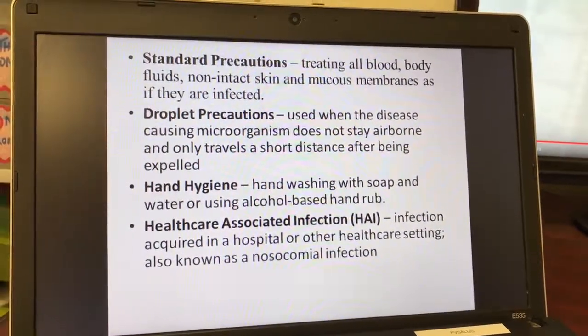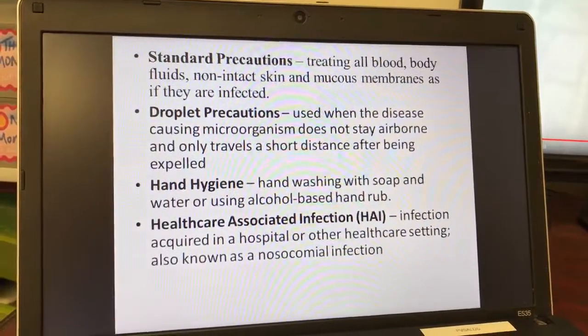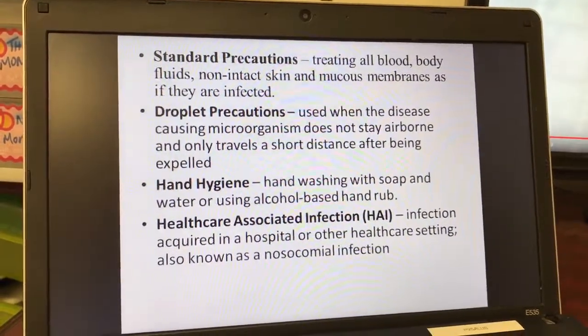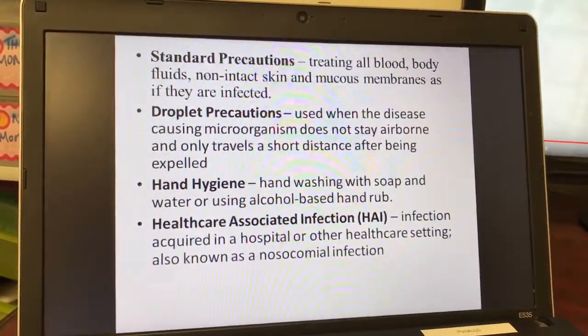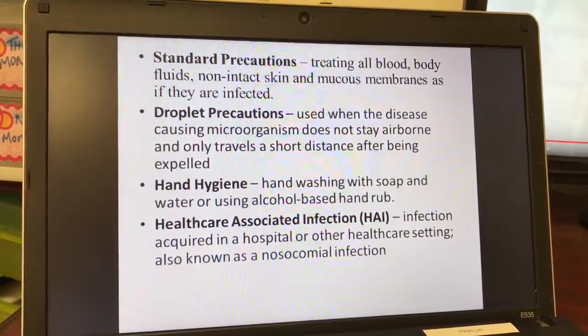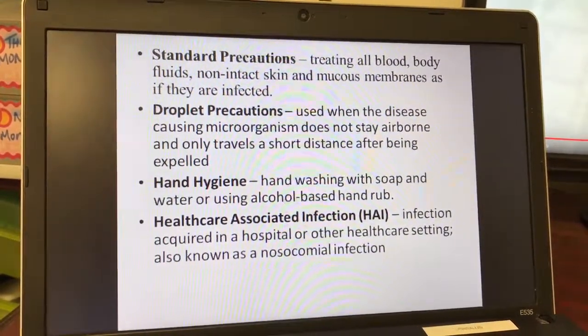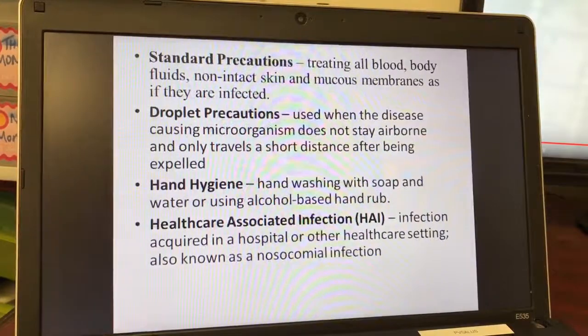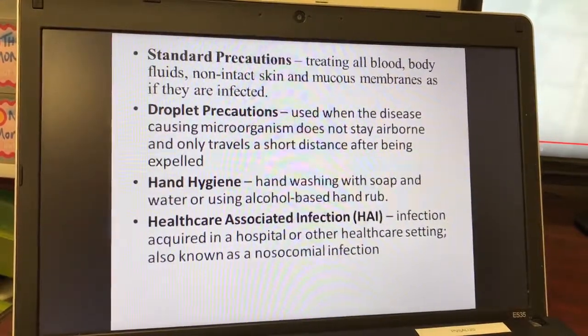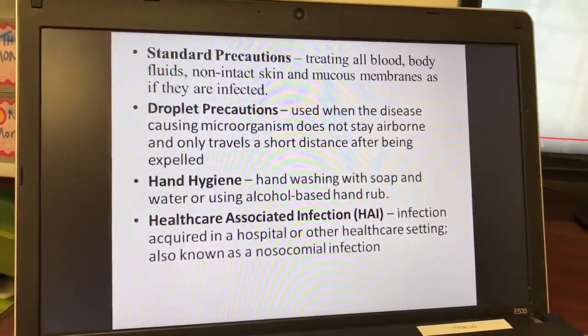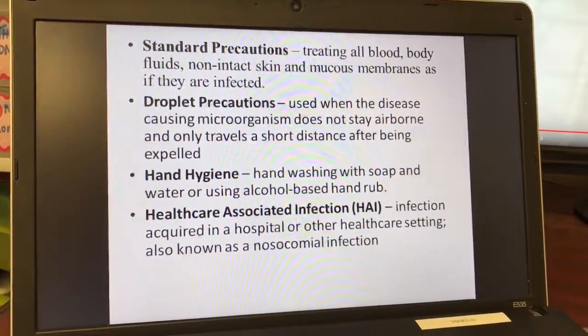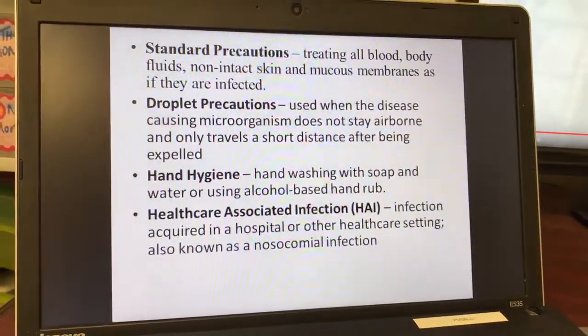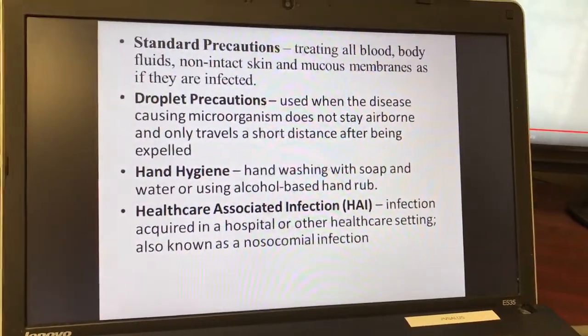Standard precautions: treating all blood, bodily fluids, non-intact skin, and mucous membranes as if they are infected. Droplet precautions are used when the disease-causing microorganism does not stay airborne and only travels a short distance, so when people sneeze. Hand hygiene: hand washing with soap and water or using alcohol-based hand rub.